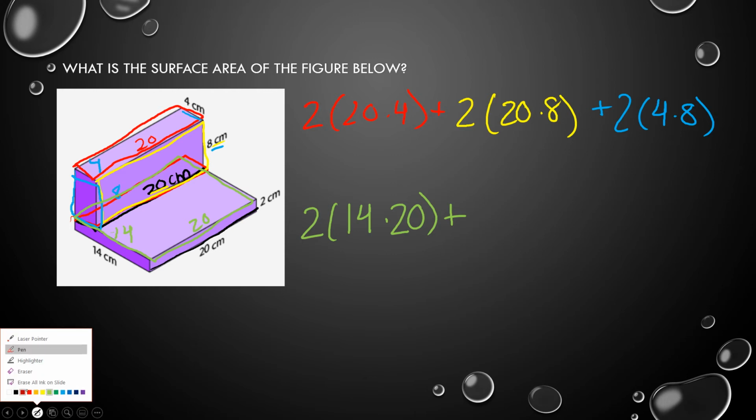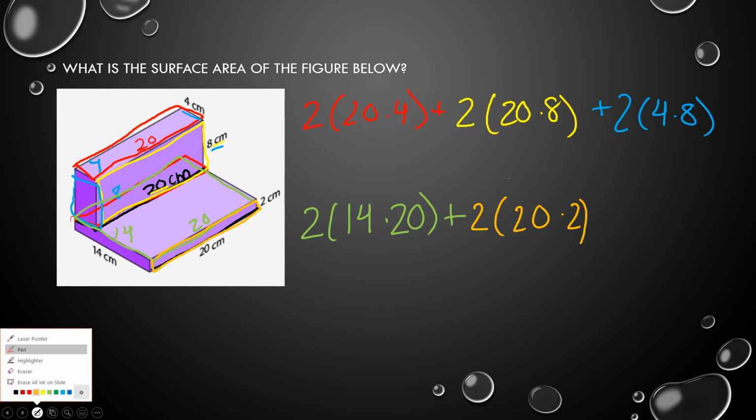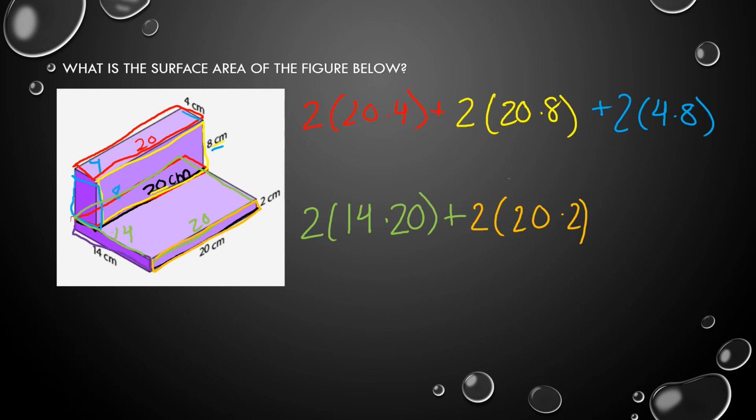Let's do a corner. Let's do this small corner over here. I have two of them because it is a box, and I would have 20 times 2. And then the very last one is going to be this edge here, and this is 40 by 2. See how I have a 2 over here? That means that this side right here is also going to be 2 centimeters.